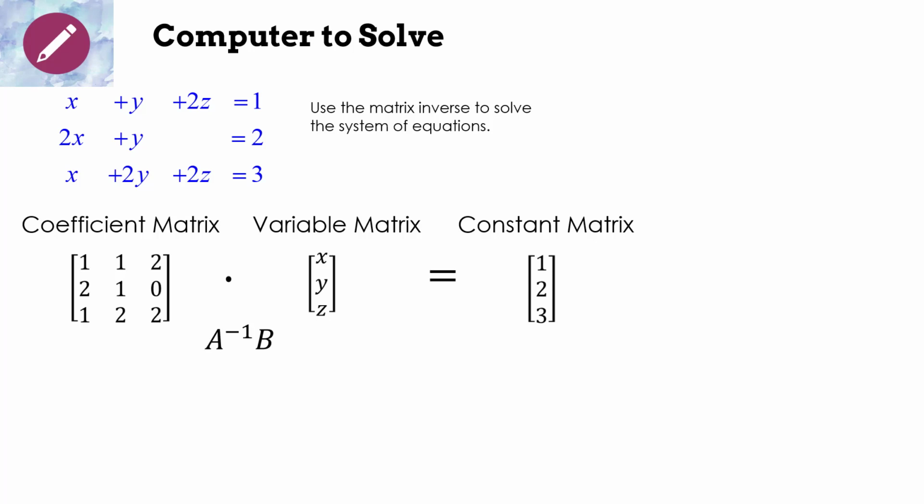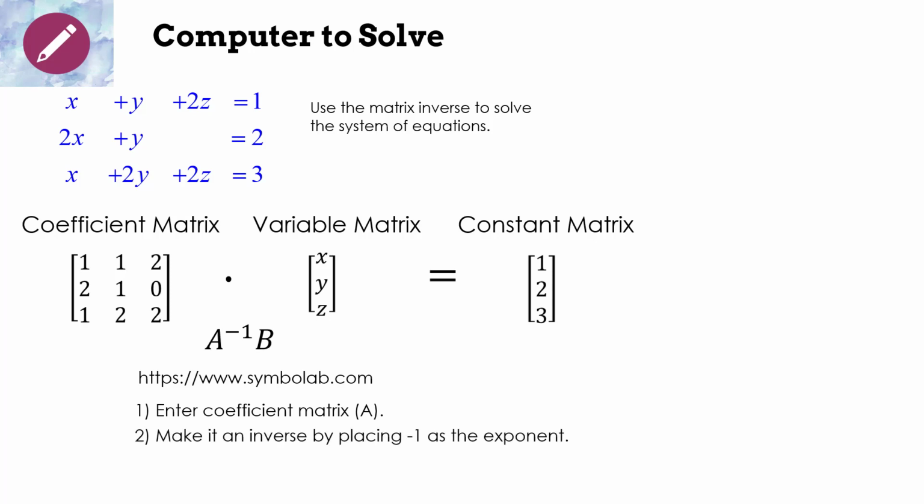We're going to take A inverse times B using Symbol Lab. First, we're going to enter the coefficient matrix. Then we're going to make an inverse by having the exponent as -1. Enter the constant matrix, and then press go. Let's go to Symbol Lab.